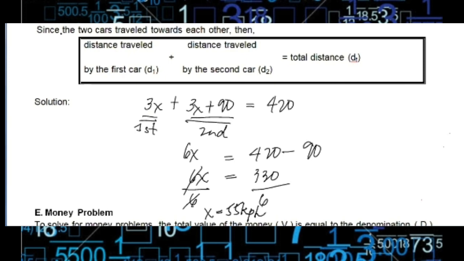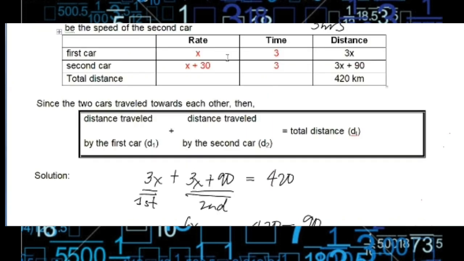Kuha? So, ngayon, i-substitute natin yung naging sagot natin. Yung naging x, 55 kph. O, kaninong speed yun? Ito dun sa ating table, x now is equal to 55 kph. And yung x plus 30, palitan mo yung x ng 55. So, 55 plus 30, 85 kph. So, those are the speeds of the two cars.